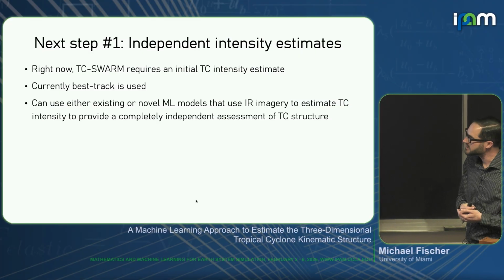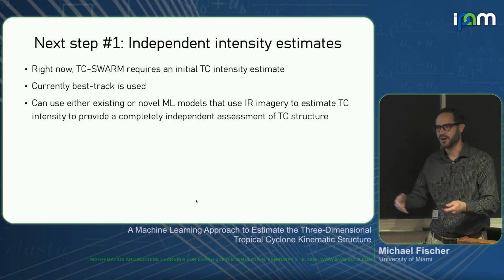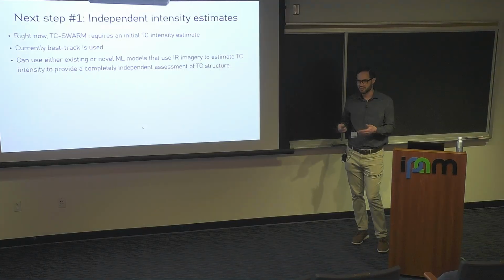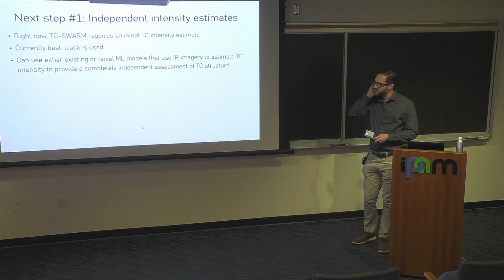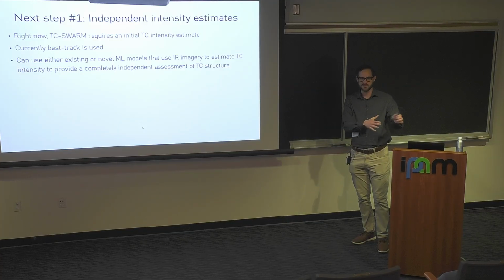So what do I want to do next? Basically, right now I'm using best track intensity estimates to train and feed the model. It'd be cool if I had a totally independent intensity estimate, something satellite derived. There are already existing machine learning products that other groups put out there, but I'm exploring maybe using my own as well, that can make a totally independent analysis regardless of whatever the operational intensity estimate is.